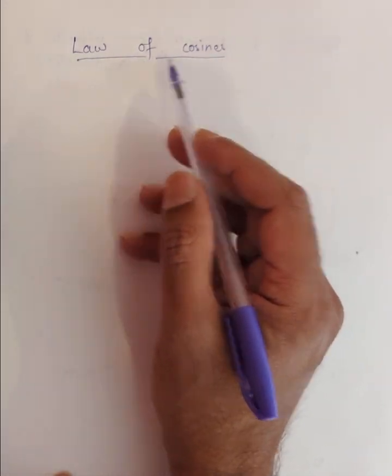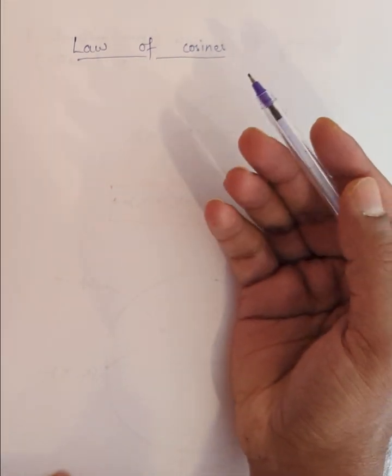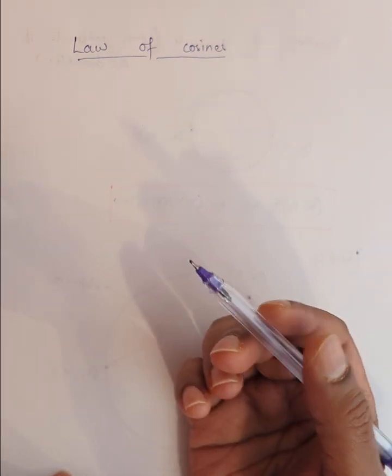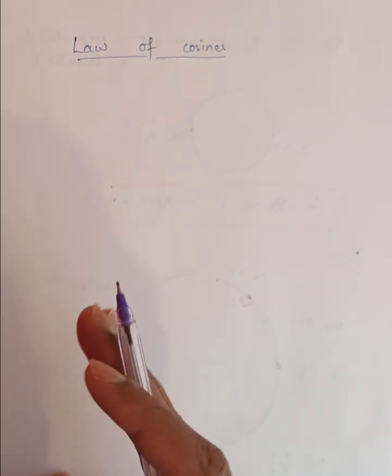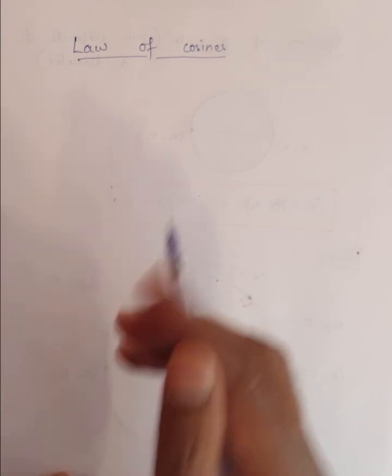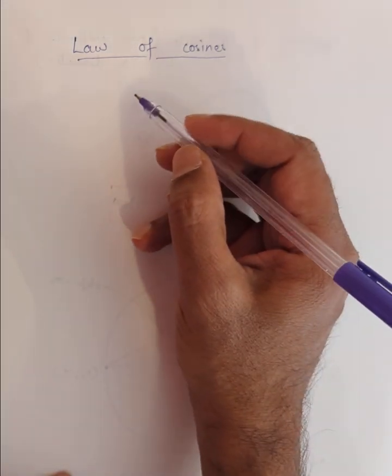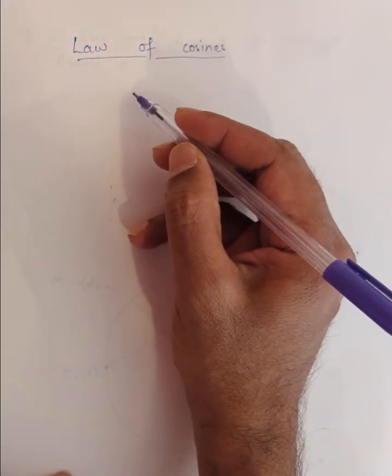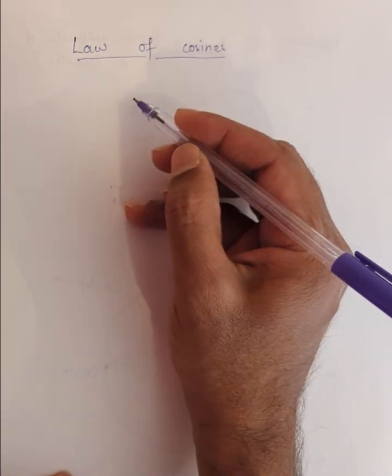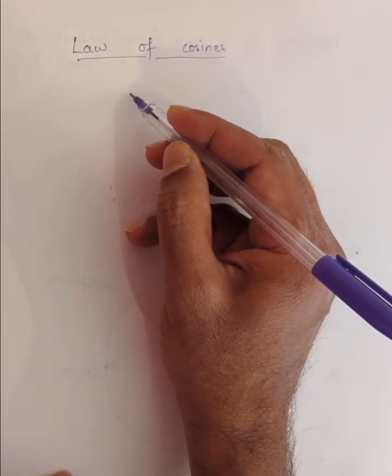Law of cosines applies to all triangles. It's a generalization of the Pythagorean theorem, but the Pythagorean theorem applies only to right triangles. Now, law of cosines can be used in any triangle. And before we state it, we need to get the notation correct.